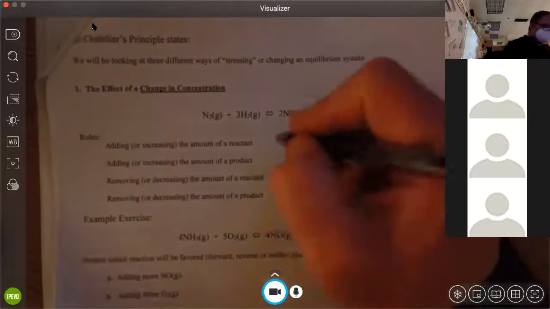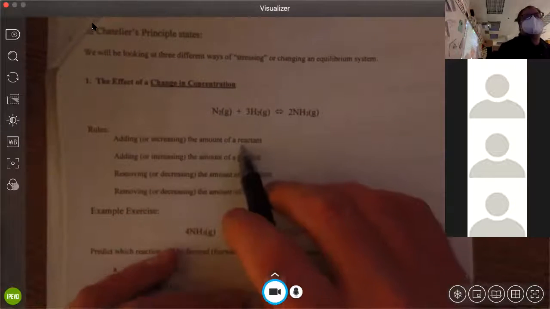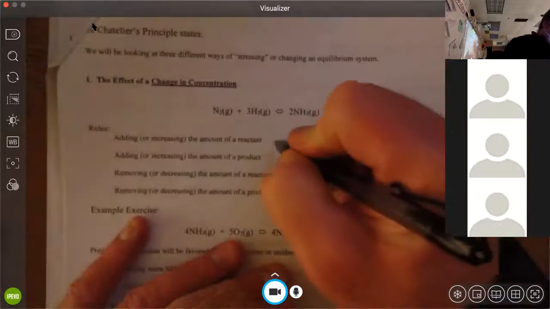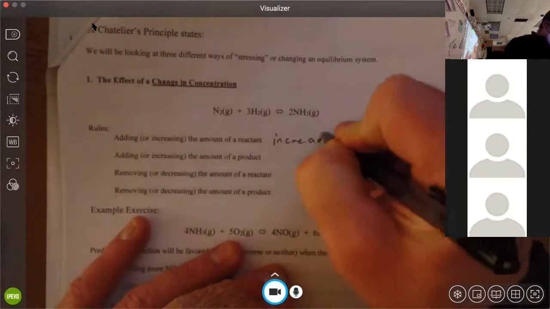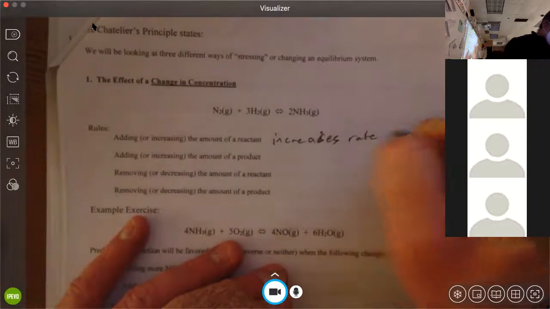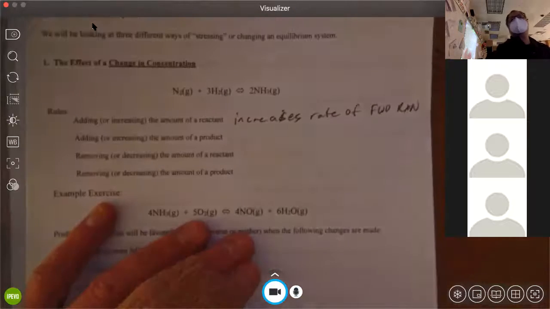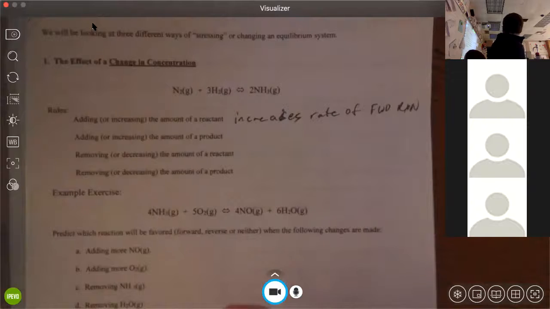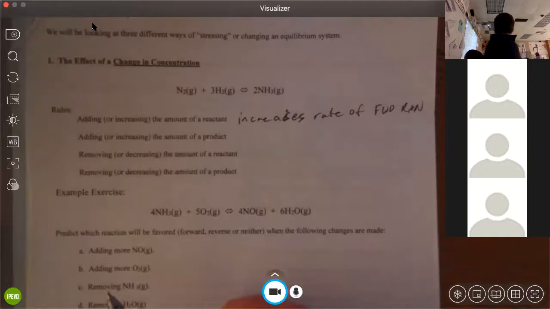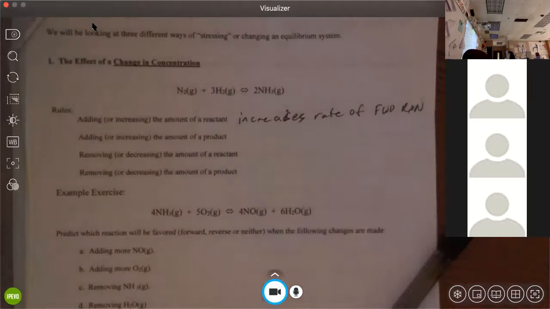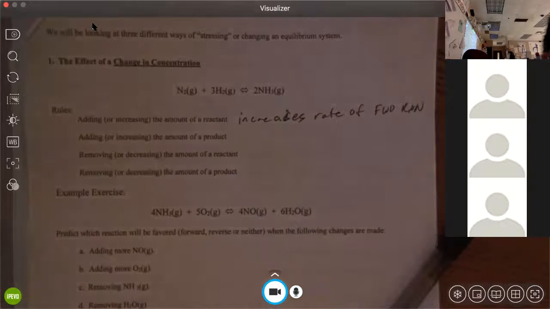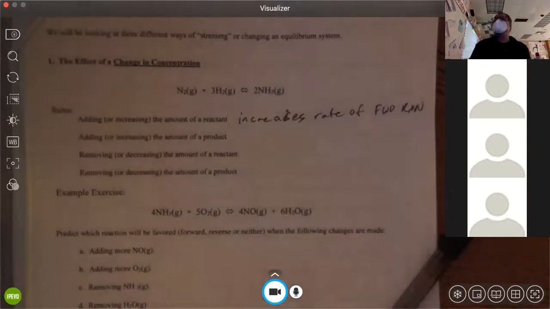Oh, I guess I'm supposed to write something over here. So adding or increasing the amount of the reactant increases forward rate. Increases the rate of the forward reaction. Okay, pull that stupid picture out there. Can I pull this stupid picture off here?